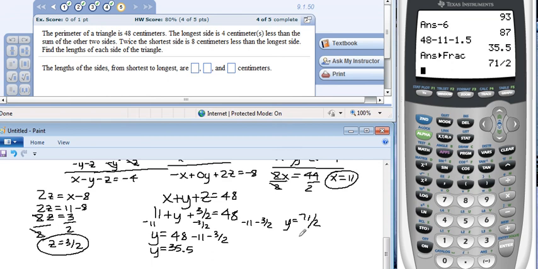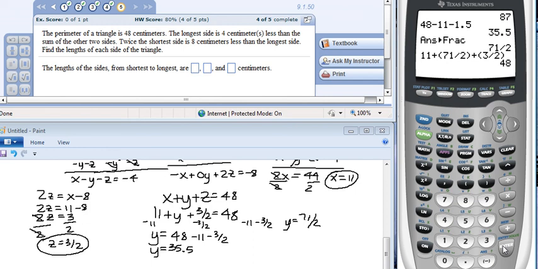What was I saying right before I did that? I don't know. So let's check it. I don't think this is correct. So, do they add to 48? Let's check it. 11 and 71 halves plus 3 halves. Well, it does add to 48.